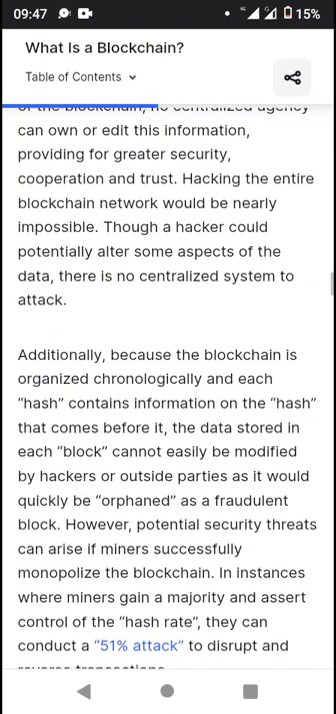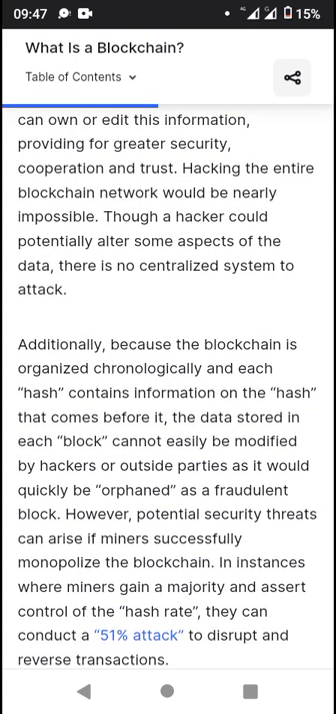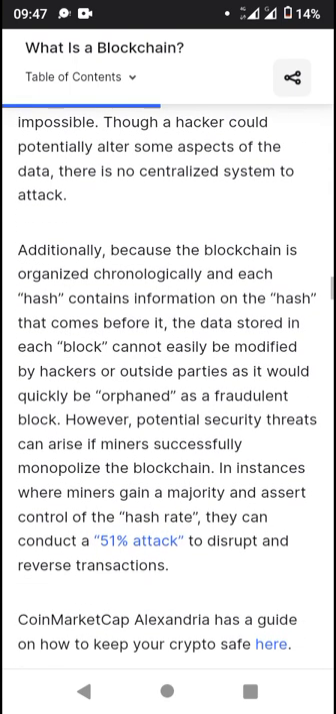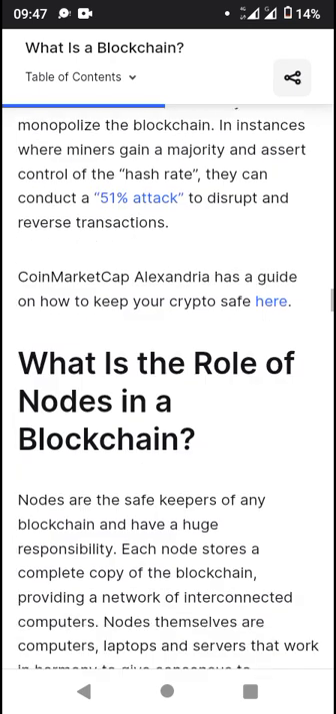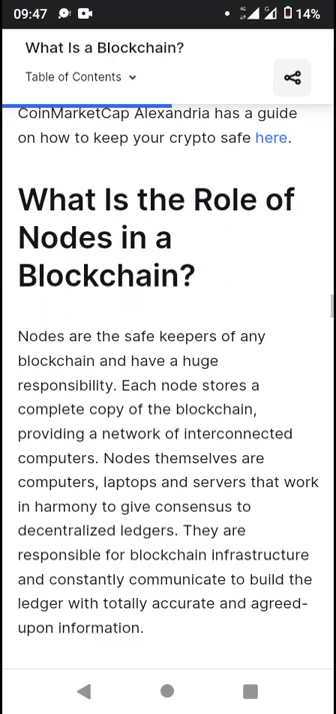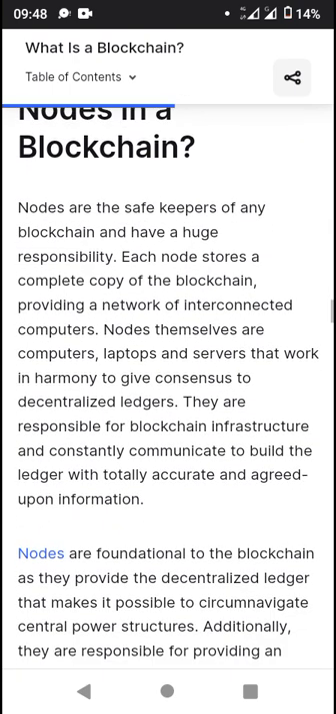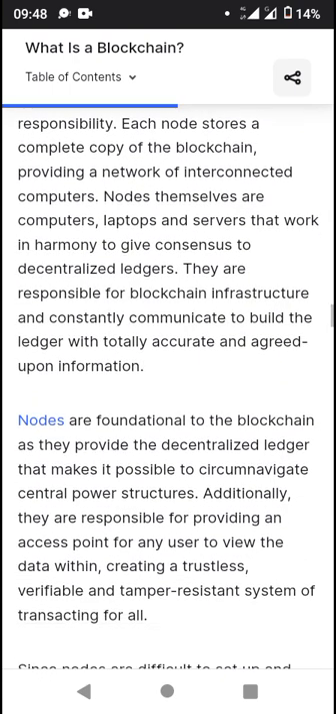Hacking the entire blockchain network would be nearly impossible, though a hacker could potentially alter some few aspects of the data. There is no centralized system to attack. You can also check out what the role of nodes in blockchains are. So nodes are the safekeepers of any blockchain and have a huge responsibility which they play in blockchains.